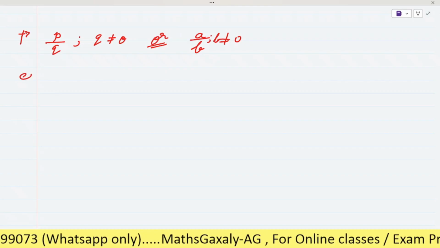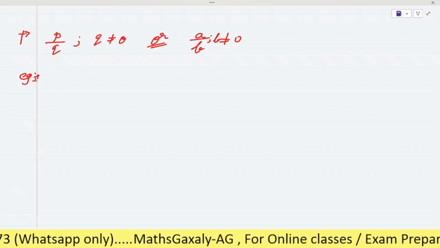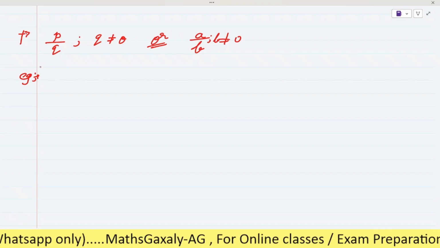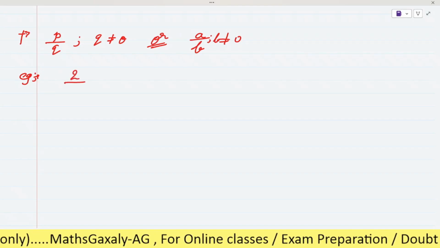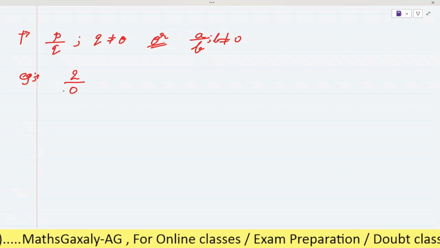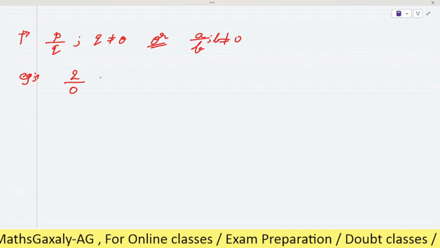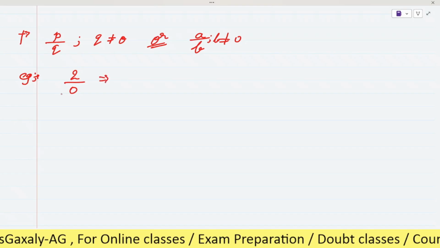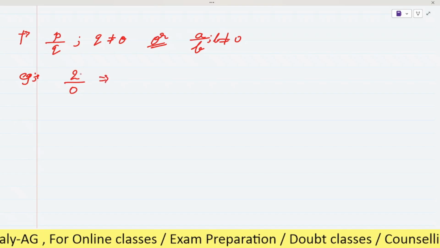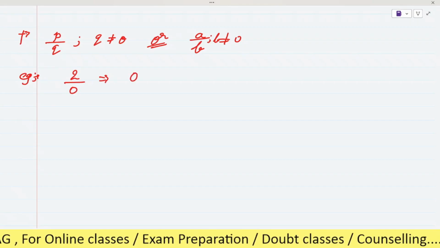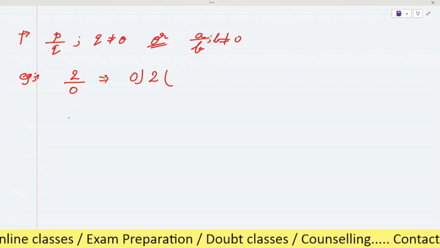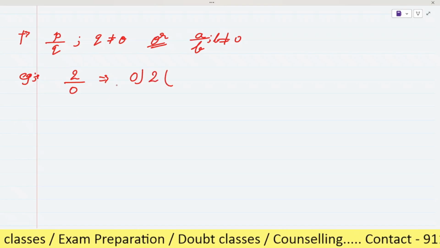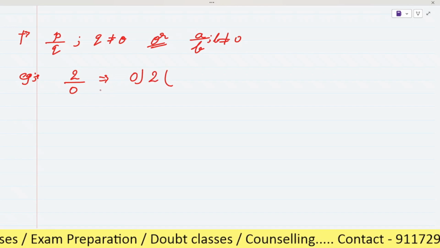Okay, we will understand it with an example. Suppose we have a fraction whose denominator is 0, such as 2 by 0. So when we divide this, 2 will be divided by 0. 2 divided by 0.